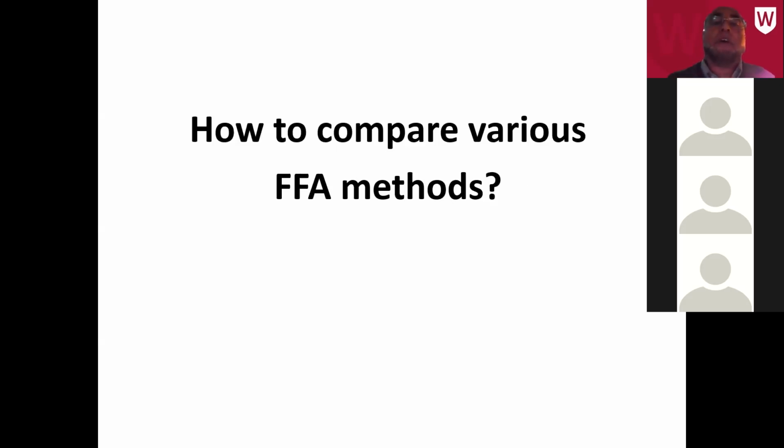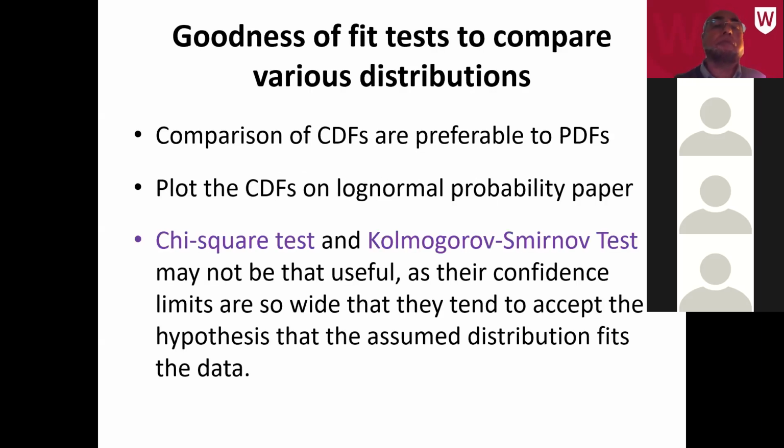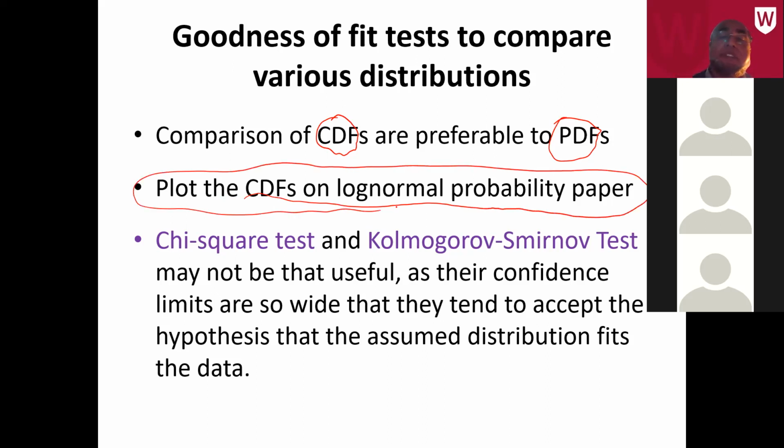Okay, now I'll discuss how we compare different flood frequency analysis methods. So we know CDFs and PDFs. What is CDF? Who can tell me what is CDF? Cumulative distribution functions. And what is PDF? Probability distribution functions. So these are two different things. In flood frequency analysis, we generally compare the CDFs instead of PDFs. So we plot the CDF on a log normal probability paper, and then we can see how well the data fits the fitted distribution. I'll give you some example later on.